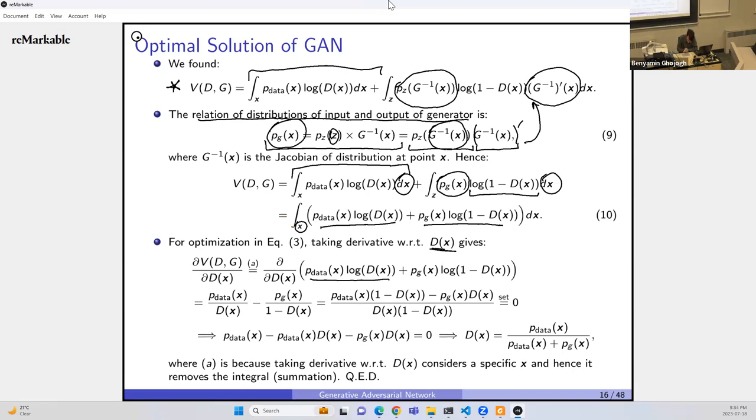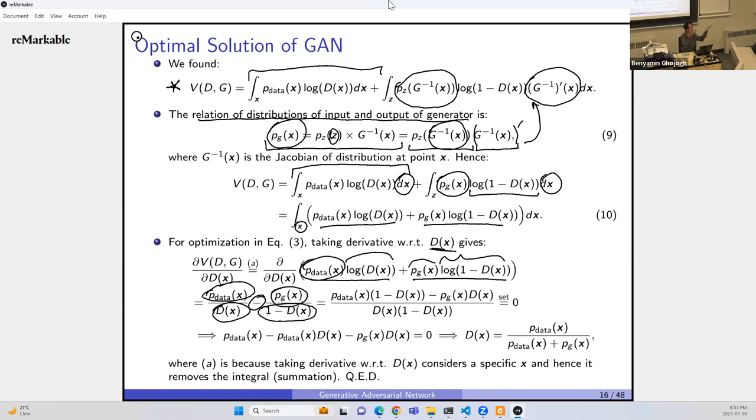So we'll have the first term plus the second term. The first term, the derivative of logarithm of something becomes 1 over that thing times the derivative of that thing. So we'll have this P of data over D of X. Also, I'm taking derivative of this with respect to D of X. So it becomes 1 over 1 minus D of X but its derivative, again, as a chain rule, gives me minus here. And I have P of G here.